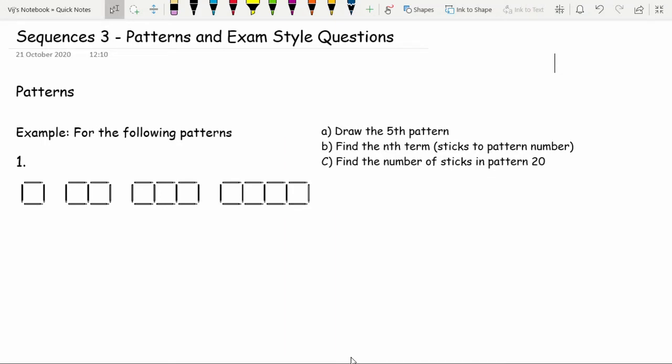Now this tends to appear more in exam style questions, and it's important that you move your knowledge on from working with basic lists of numbers to these types of problems. So let's go straight into it.